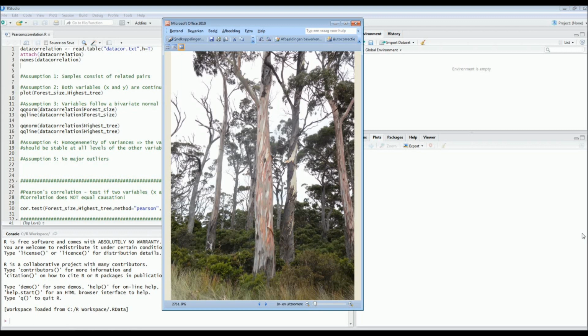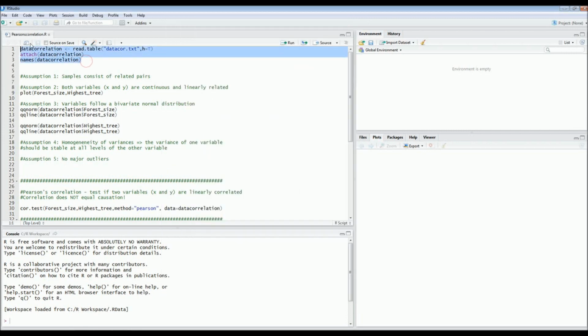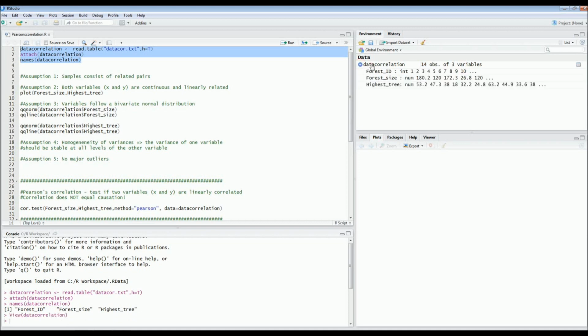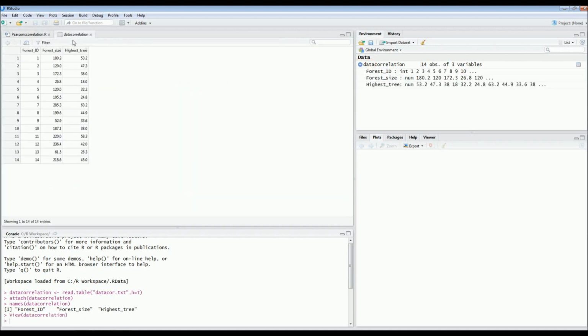So we collected data for somewhere around 15 different forest patches, and in each forest patch we measured the height of the tree. So let's take a look at this data set. We attach the data set with the usual commands, and then if we click here in a data frame on the data itself, we can actually take a look at it. So we have about 14 forests.